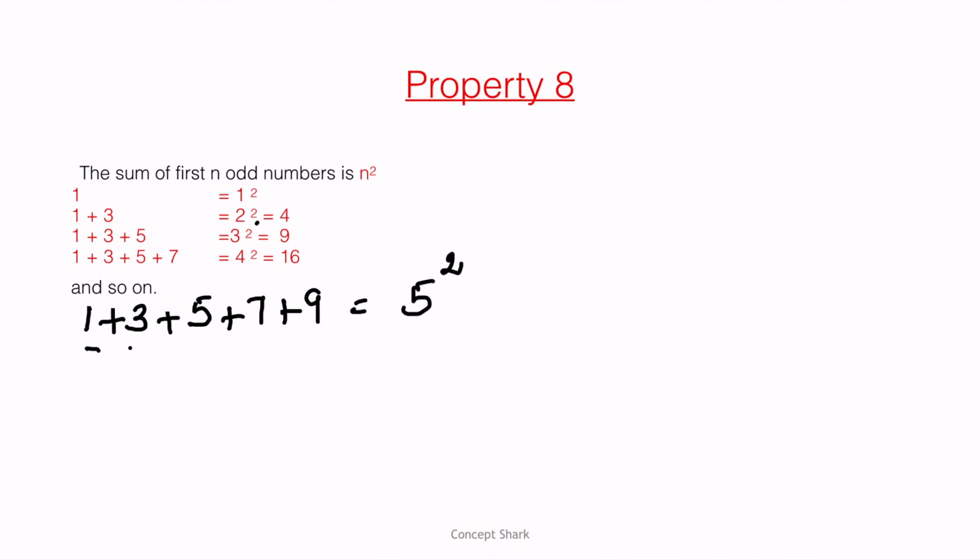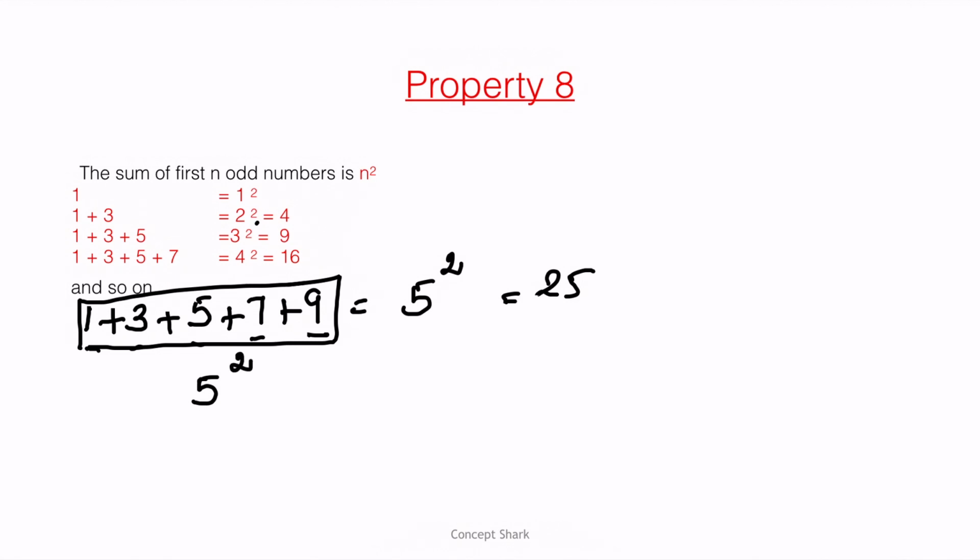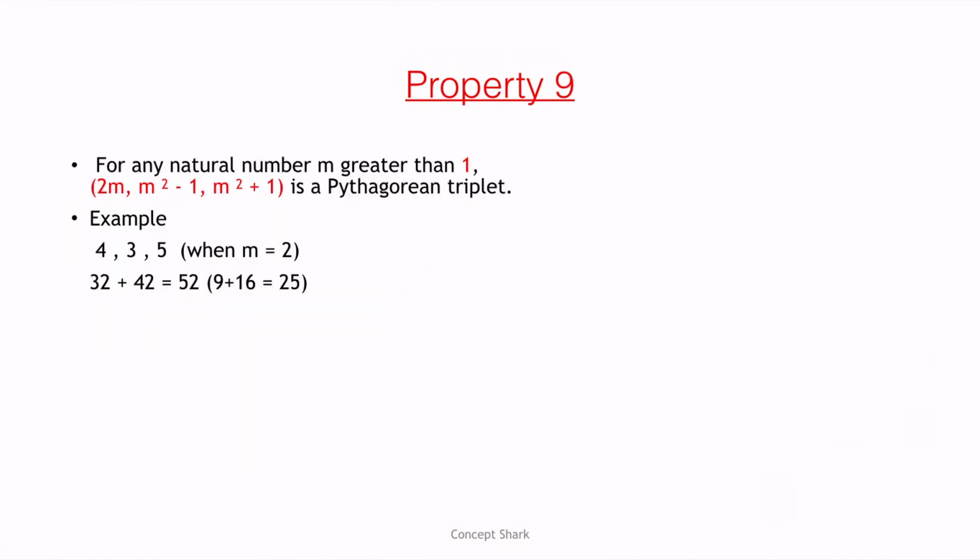Here, these are the consecutive odd numbers, that is the first 5 odd numbers, that is 5 square, which is equal to 25. So, we can write 5 square as the sum of the first 5 odd numbers, 6 square as the sum of the first 6 odd numbers.